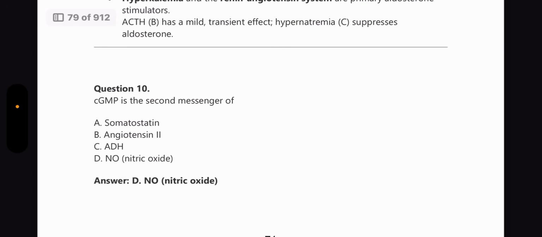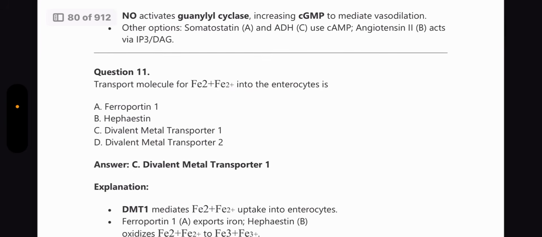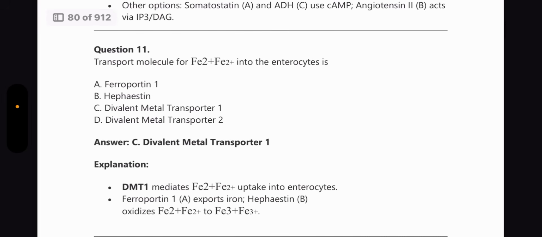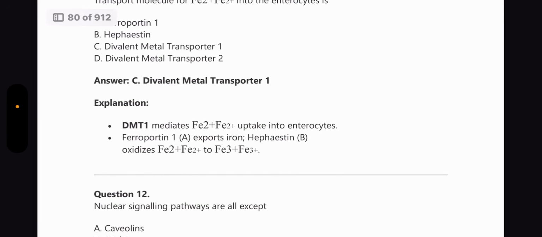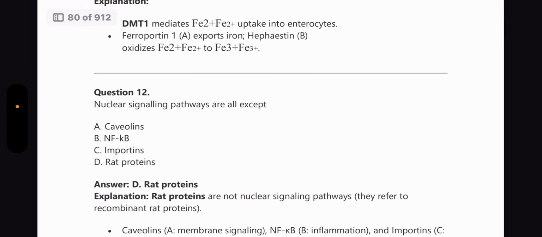Next, cyclic GMP is the second messenger of, answer, nitric oxide. Cyclic GMP, cyclic AMP mediators, all these are again very important. Please learn about them. Next, the transport molecule for Fe2+ into the enterocytes is, answer, DMT1. DMT1 mediates the Fe2+ uptake into the enterocytes. This ion transport is again very important. Please learn more about it.